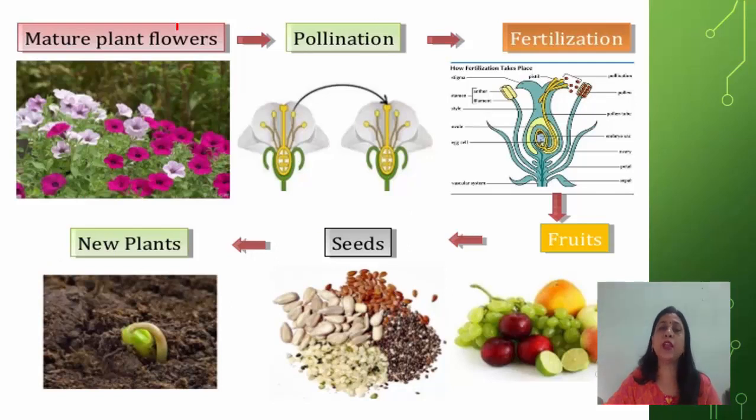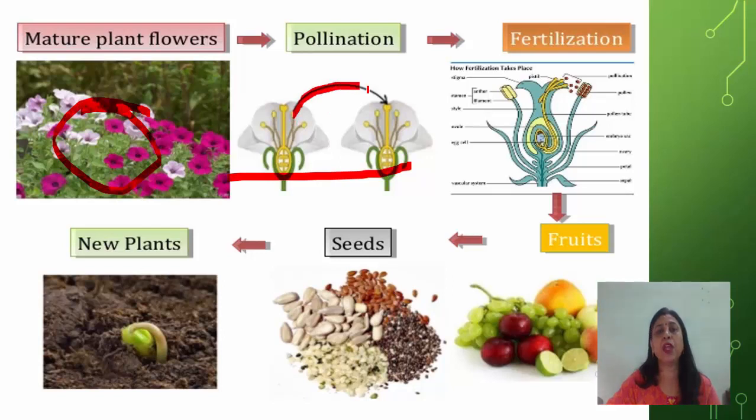Now this is the whole cycle of reproduction. A mature plant has flowers. When the flowers are there, pollination takes place. Pollination is the transfer of pollen grains from the anther to the stigma. Once the pollen grains are transferred, fertilization takes place. You can see the pollen tube is formed from the pollen grains which are on the stigma.